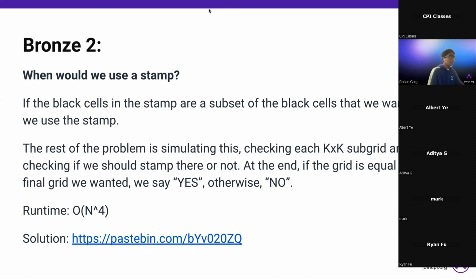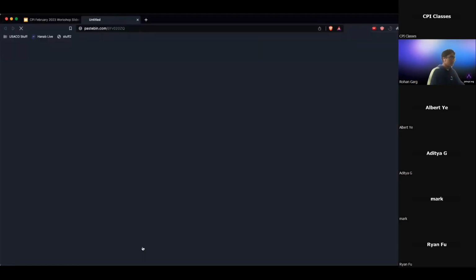There might be a way to optimize checking a subgrid to reduce it to n to the third, but I don't think it can be done for 1000 or whatever. So here's my solution, and this one's kind of long because this problem is just not very gentle in terms of how easy it is to implement.